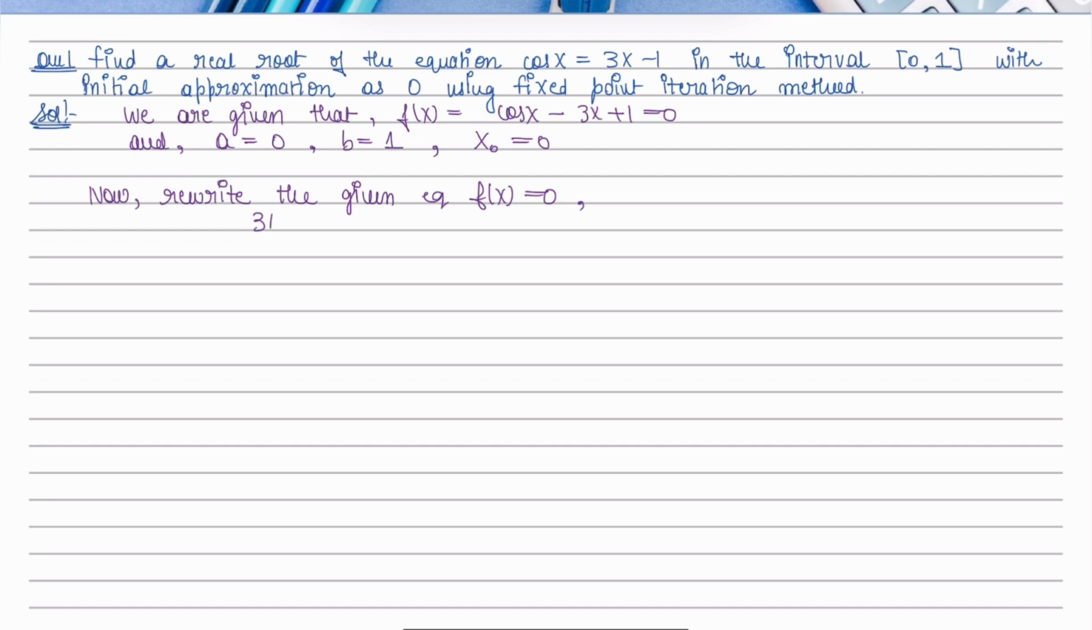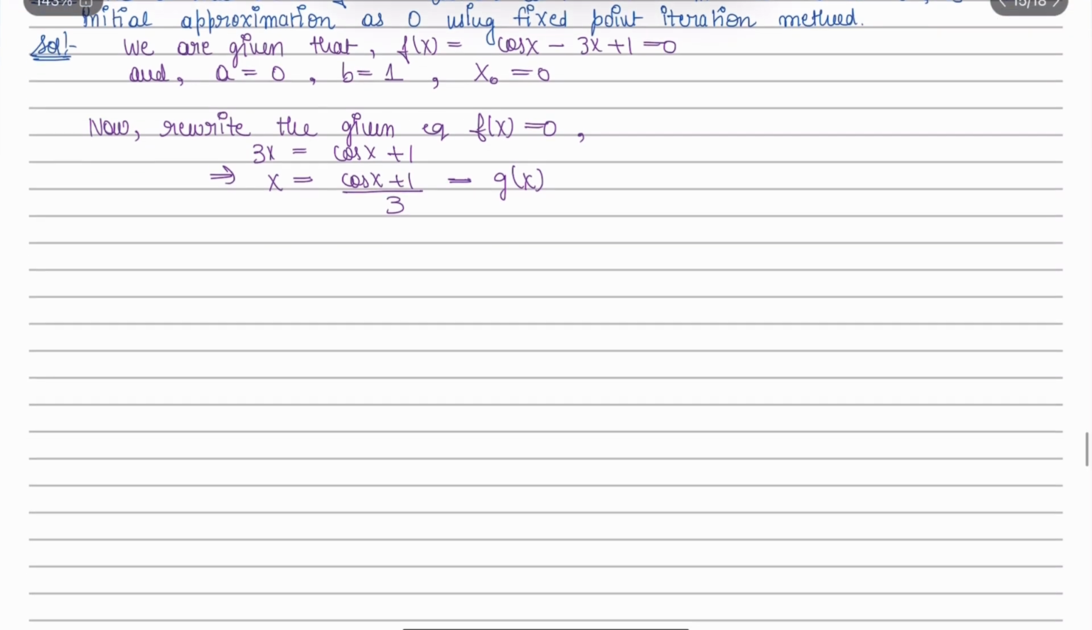Let 3x is equals to cos x plus 1. From here the value of x be cos x plus 1 by 3, which will be my possible choice of g of x. Now we will check if this choice of g of x will help this iteration method to converge to its root or not.